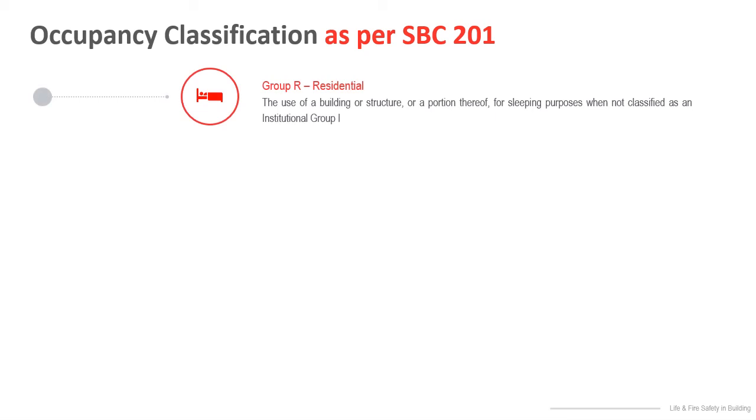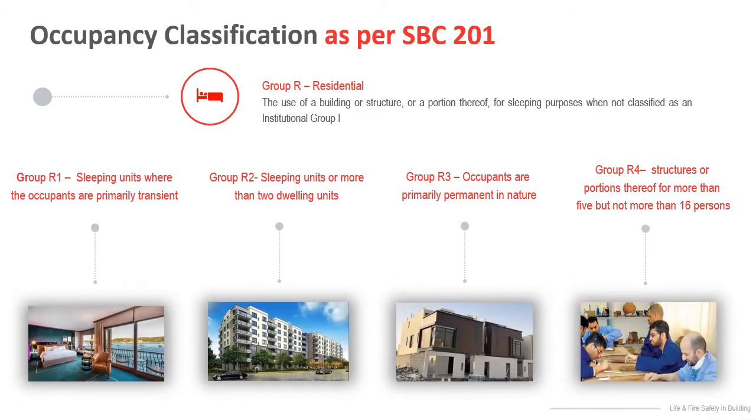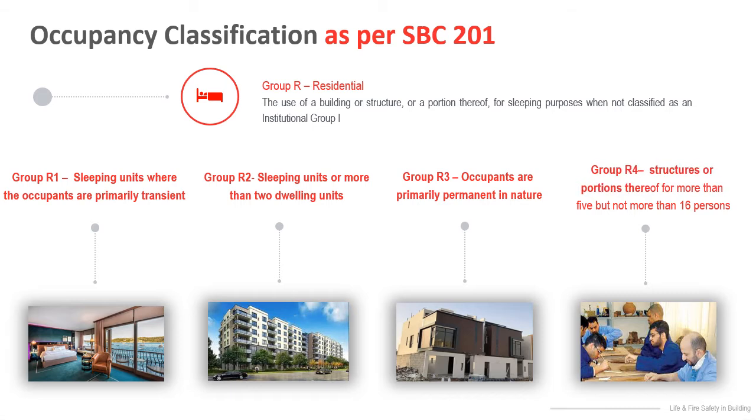Also, the Saudi Building Code has illustrated Group R, residential: the use of a building or structure or portion thereof for sleeping purposes when not classified as institutional Group I. Group R is categorized into four categories: R1, 2, 3, and 4. Example of Group R1: sleeping units where the occupants are primarily transient. Group R2: sleeping units or more than two dwelling units. Group R3: occupants are primarily permanent in nature. Group R4: structure or portion thereof for more than five but not more than 16 persons.